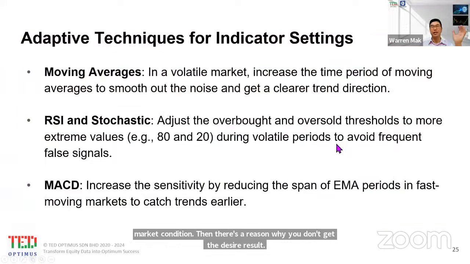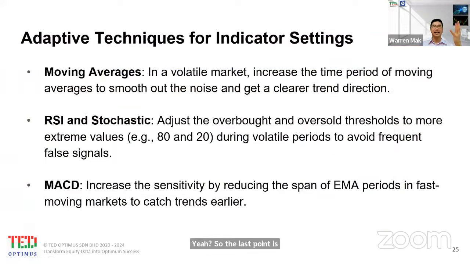So the last point is adaptive technique. That means we need to be adaptable. We need to make changes to our technical indicator in order to make better use of the indicator under different market conditions. So moving average, when the market is volatile, you make it longer. Instead of using 10, 20, you may want to use 30, 40, 50, for example. RSI is the same thing. If it's very, very volatile, instead of using 30 and 70, you use 80 and 20. Same thing, MACD. If you want to increase the sensitivity, then you can reduce the span of EMA.